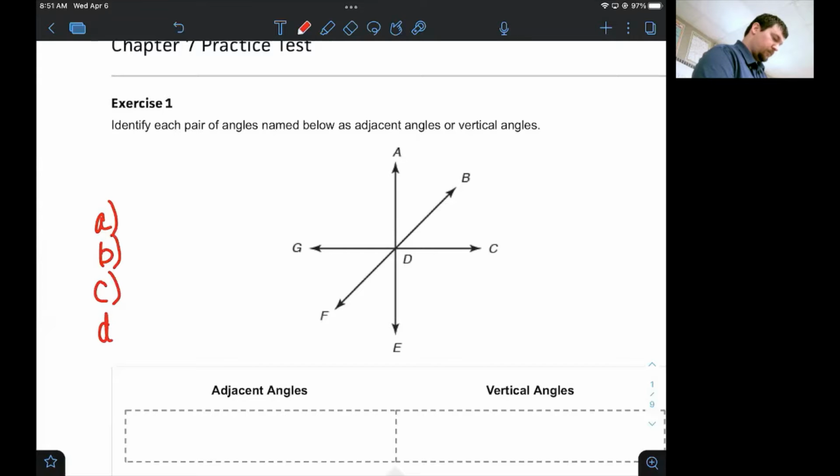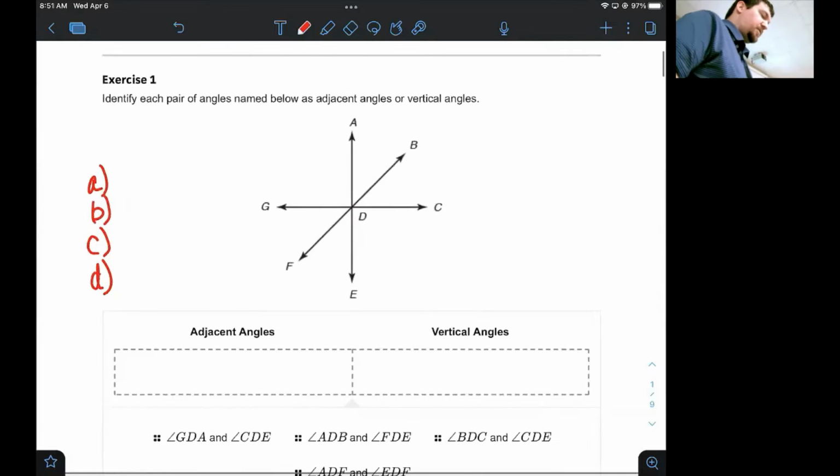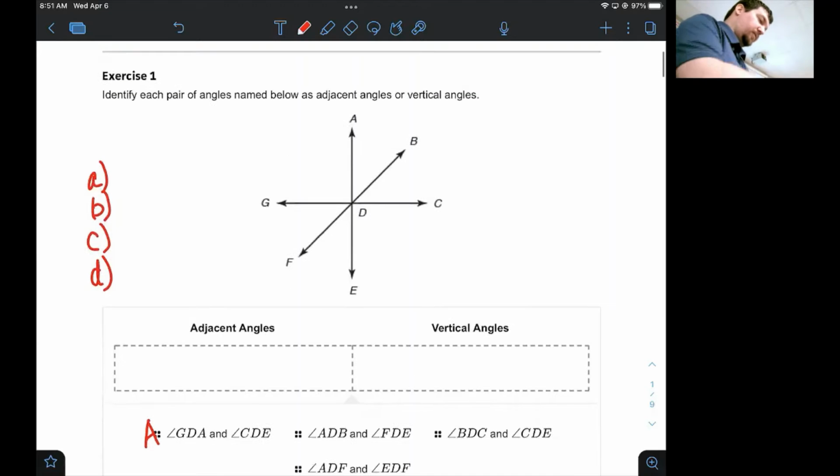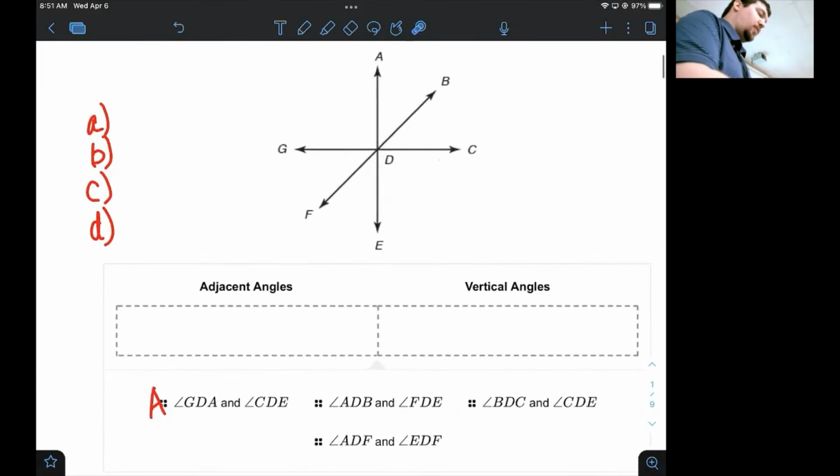C, and D. And instead of writing the angles, I'll just have you write the words adjacent or vertical every time. So we will call this one A. It wants to know if GDA and CDE are adjacent or vertical angles. The way that we look at an angle when it's given with 3 letters, we start at G, we go to D, we go to A. So we're talking about this angle right there, which looks like a right angle. I'm not 100% sure it's a right angle, but I'll just highlight it as that angle right now.